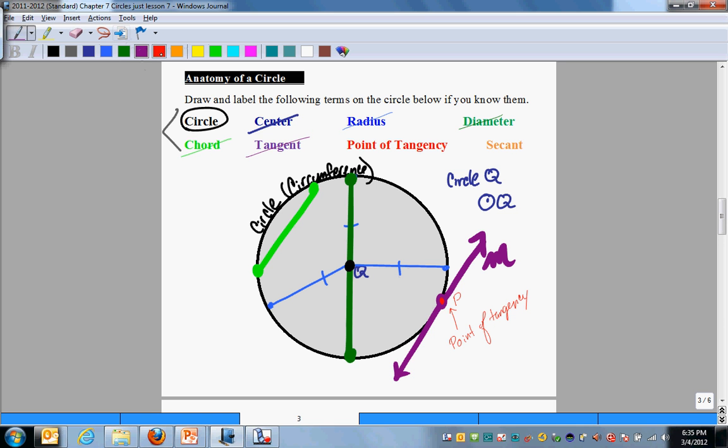So we've talked about a radius, a diameter, a chord, a tangent, a point of tangency, and the last one is a secant. A secant is any line that goes through the circle at 2 points. So right here, any line that goes through the circle at 2 points, that would be a secant. That orange right there is a secant.